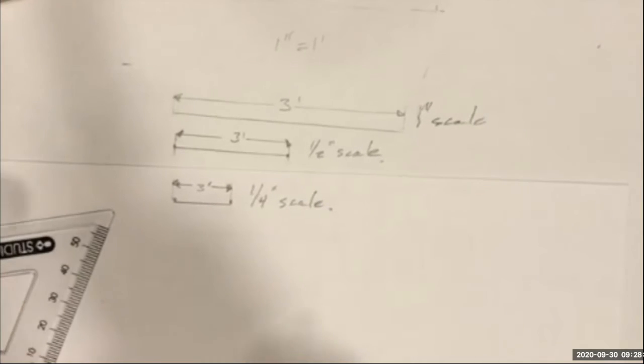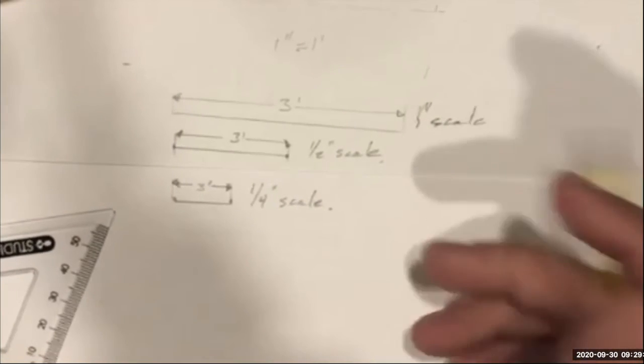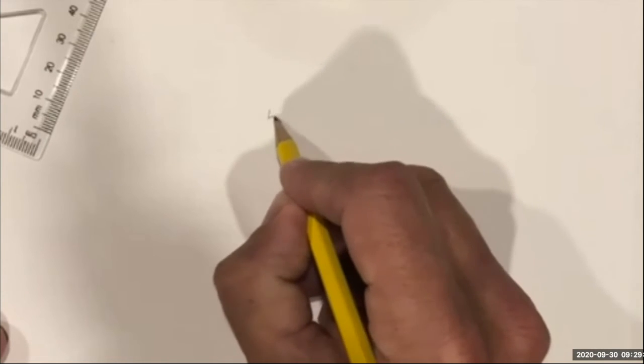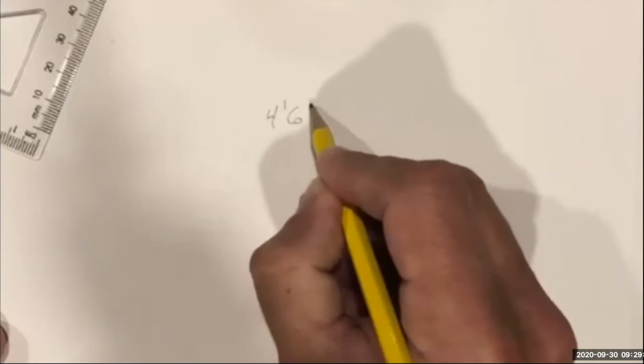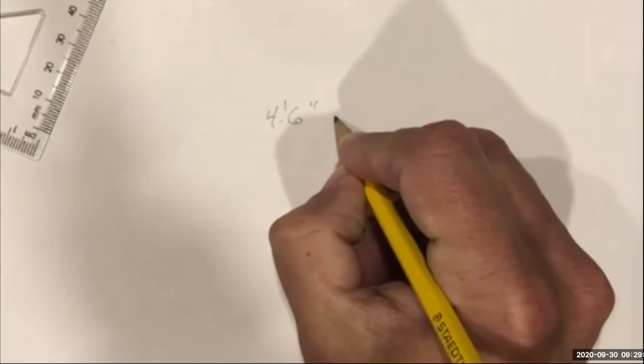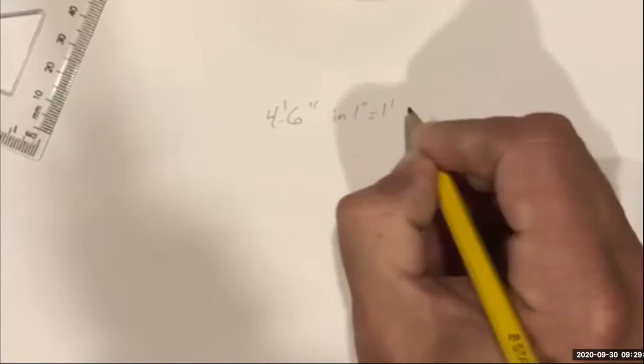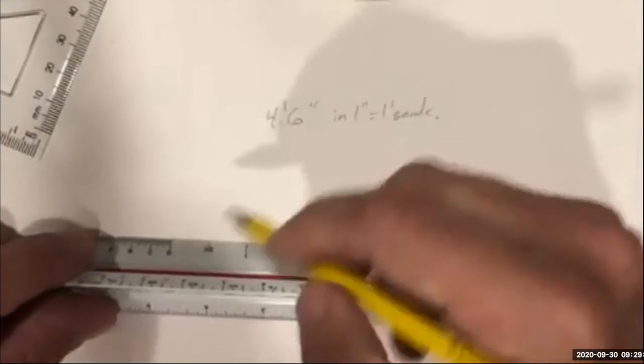So let's say that we are now going to draw something a little bit different. Let's say we want to draw something that is, say, 4'6". Dun, dun, dun. Gotta have sound effects in life. So in a 1/2 inch scale. All right, so let's do this. Well, let's do it first in a 1 foot scale. So in a 1 inch equals 1 foot scale. Let's just try that. So I've got my 0 over here.